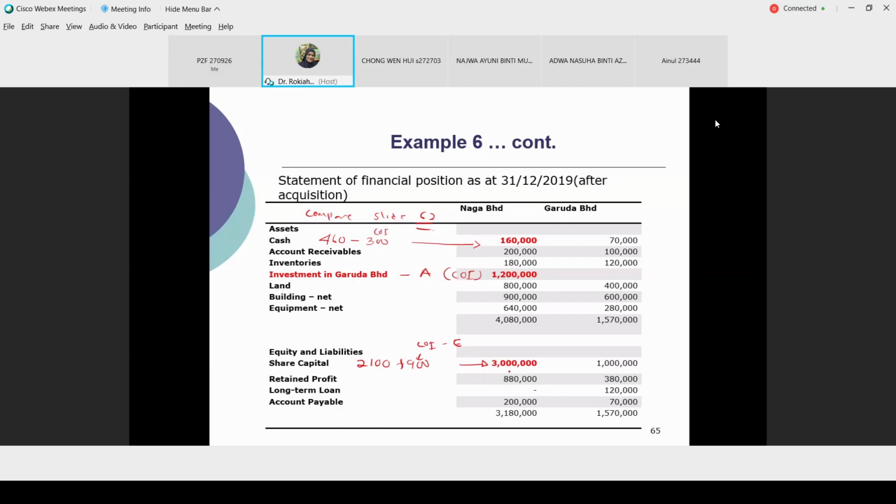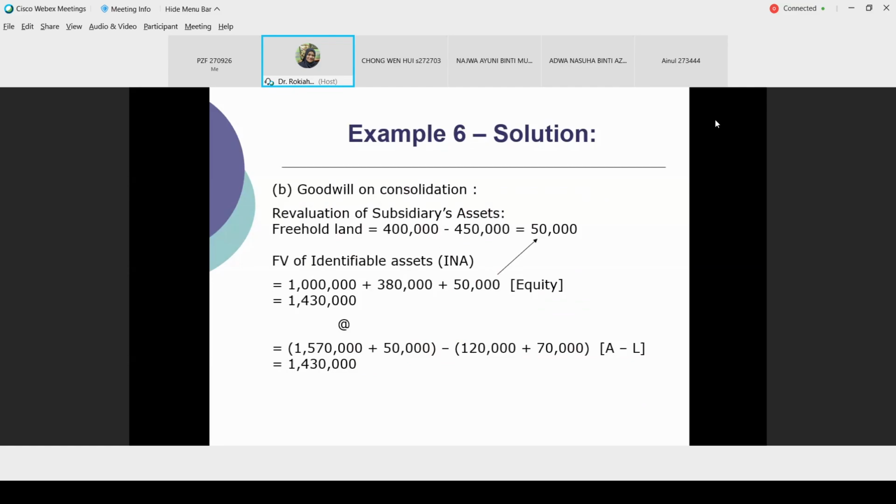So it becomes 3 million now. And then you have a new asset here. The new asset here is the investment in Garuda. So this is what you have here. Okay, so the next one, we're going to calculate the goodwill on consideration.